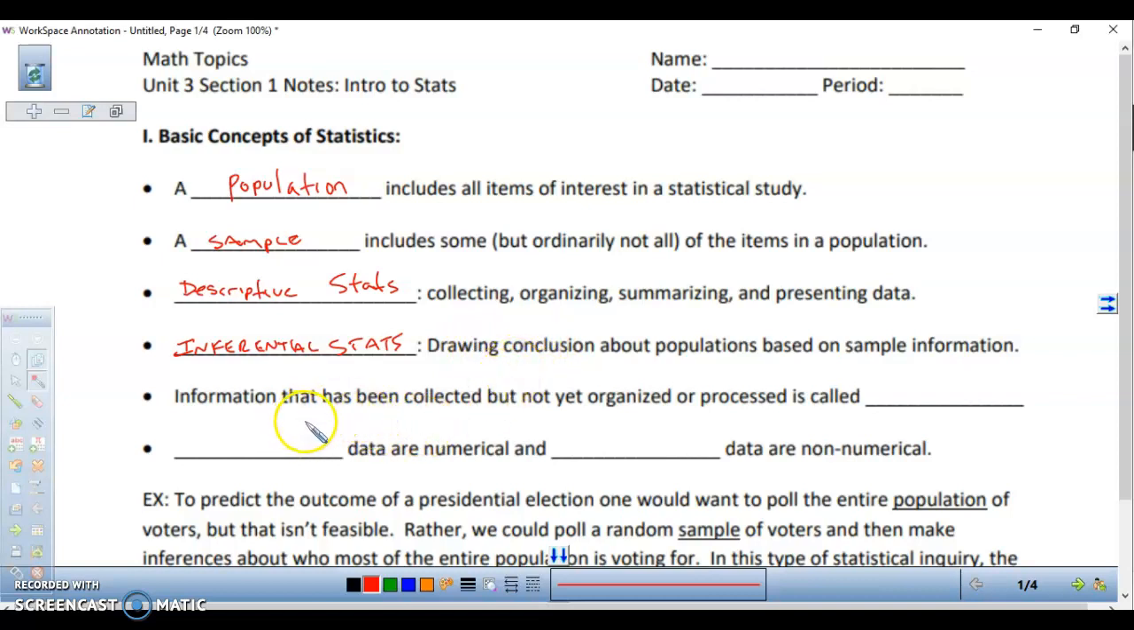All right. Information that has been collected but not yet organized or processed, we call that raw data. That's when I just walk around, I'm like, hey, what's your GPA? What's your GPA? What's your GPA? I'm just writing all that down. Haven't really organized it or really processed it yet. That's just the raw data.